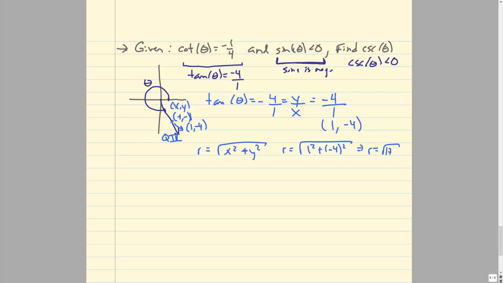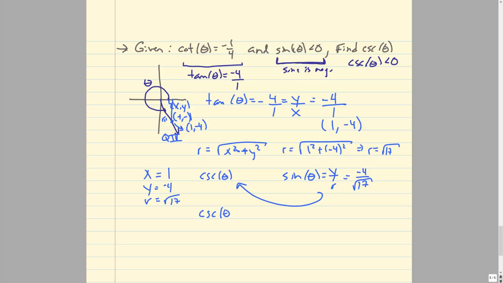So here's my triangle. It's getting busy in there. But this is the square root of 17 right here. So what I have then is x is 1, y is negative 4, and r is the square root of 17. So I want to find cosecant theta. Well, I'd rather find sine theta first, because I have this one memorized. That's y over r. So y is negative 4 over the square root of 17. So that means cosecant theta, then I can come back over here. Cosecant theta is negative square root of 17 over 4.